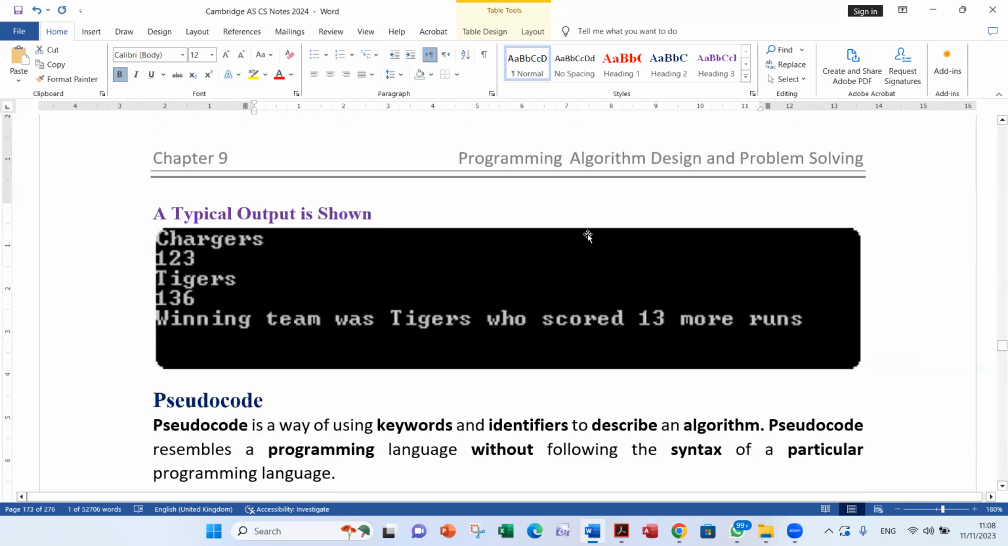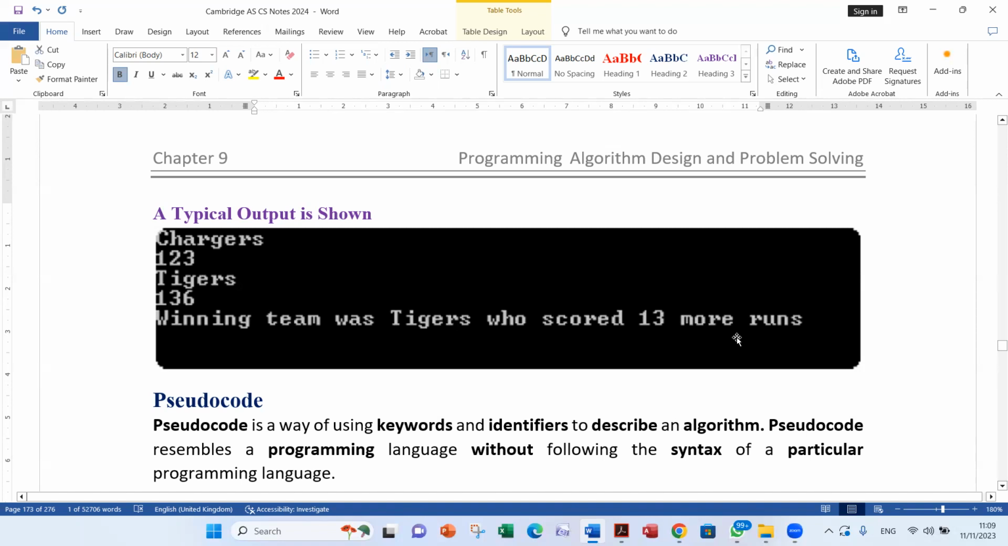Okay? And also they are showing you a typical output. A typical output. This is when the program is running. So home team name, we will write Chargers, for example. Home team runs, we write 1, 2, 3. Away team name will be Tigers. Away team runs 1, 3, 6. And the output will be: winning team was, and you get Tigers here. Who scored, and you get 13. So see, 1, 3, 6 minus 1, 2, 3 is 13. And then more runs.